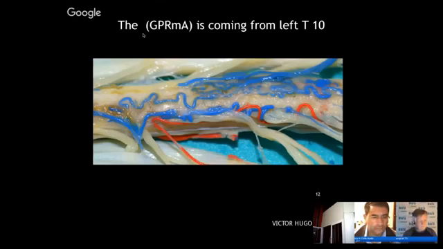This is a really beautiful artery. This posterior radiculomedullary artery is the opposite of the great anterior radiculomedullary artery, the Adamkiewicz artery. The posterior artery is coming from left T10.